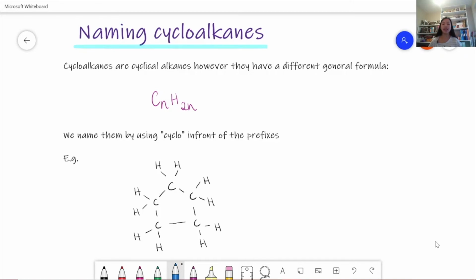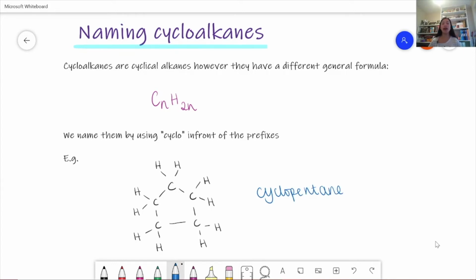Cycloalkanes are cyclical alkanes, meaning they're just bonded in a circular way. However, they have a very different general formula. They have the general formula of CnH2n, and we actually come to find that this is the same as alkenes. We name them by using cyclo in front of the prefixes. So it's actually quite easy. So this one has 5 carbons, and so we call it cyclopentane.